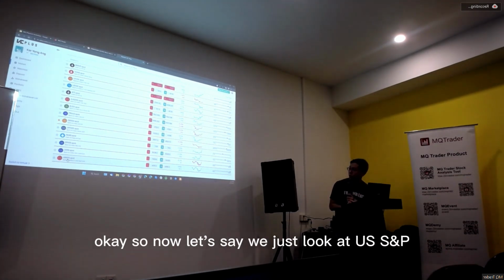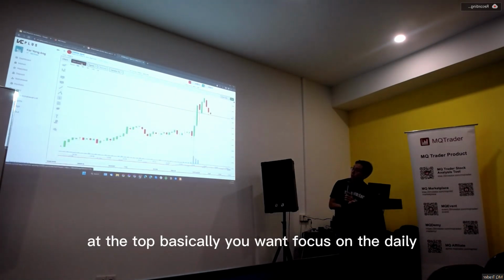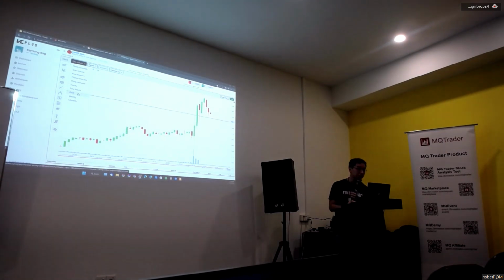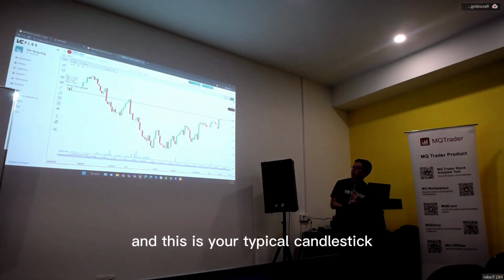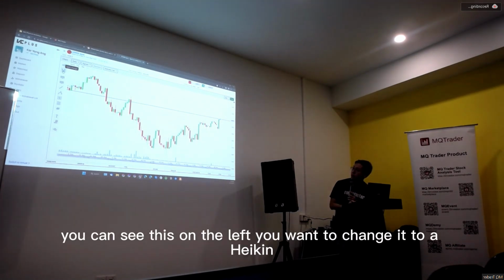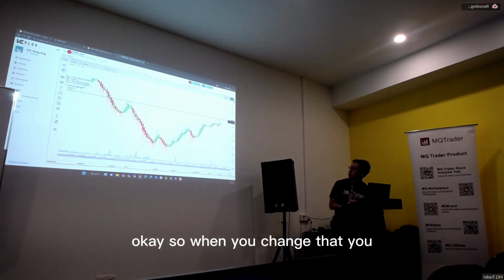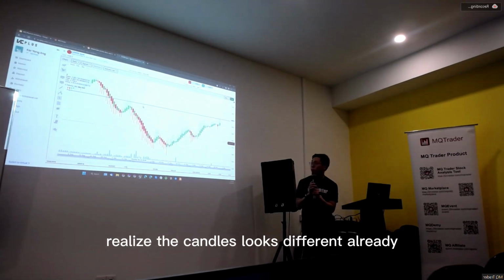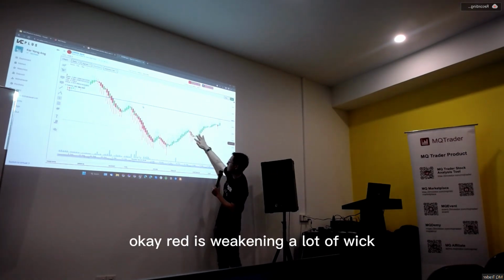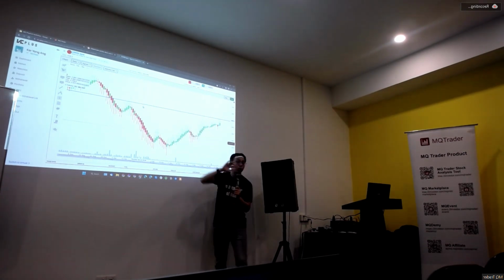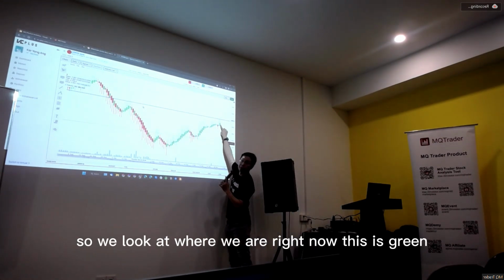If we just look at US S&P, you click onto it and open up the chart. At the top, you want to focus on the daily because we are not looking at a 1 minute or 5 minutes. This is your typical candlestick. On the left, you want to change it to a Heikin-Ashi chart. When you change that, you realize the candles look different already. Green means uptrend. Red means weakening. A lot of it is weakening. If you look at where we are right now, this is green.